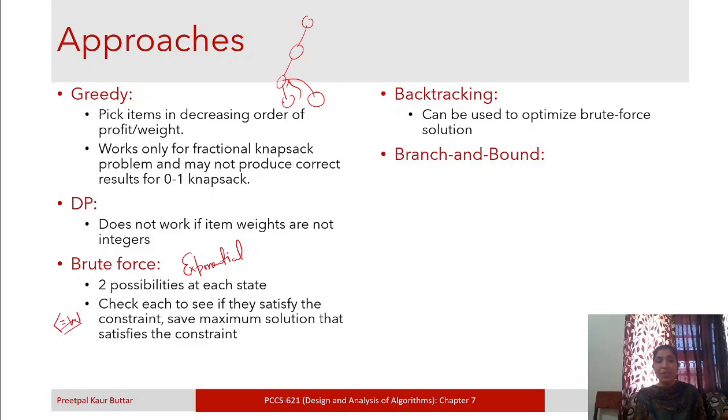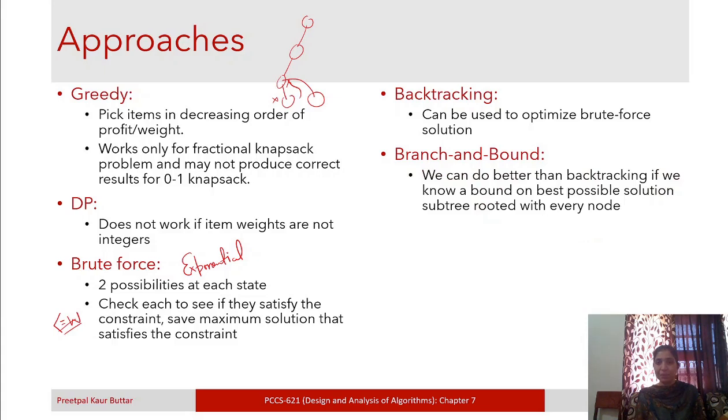Backtracking prevents exploring the nodes which do not lead us to a solution. In this way we are able to minimize the time required for the execution of the algorithm. And the last approach which we will use in this lecture is called branch and bound.